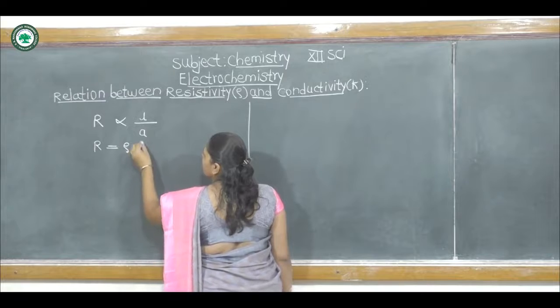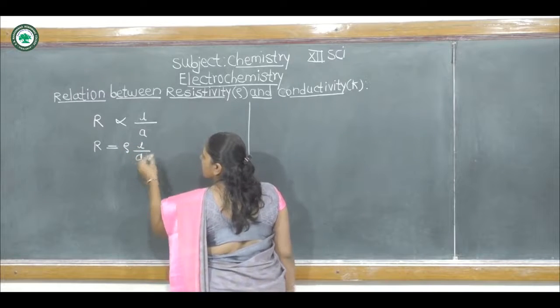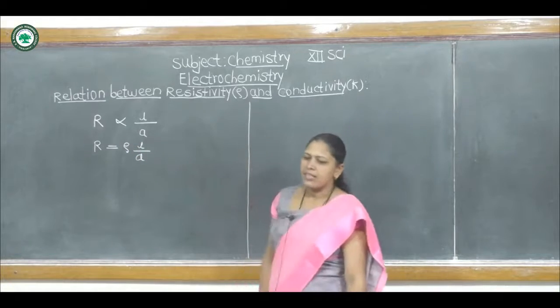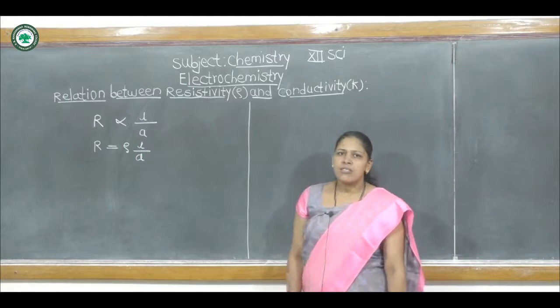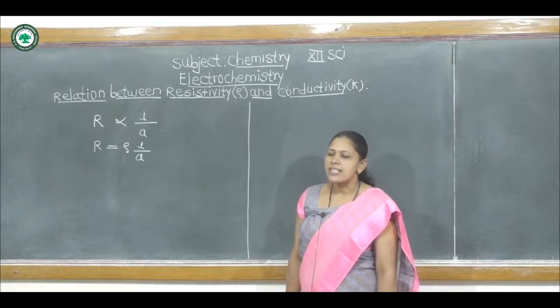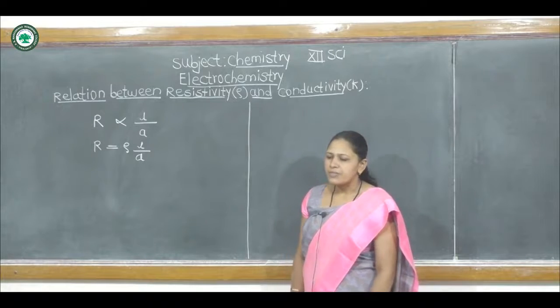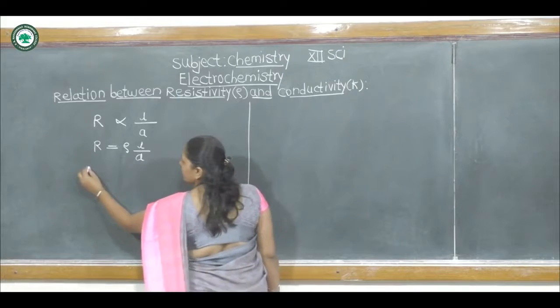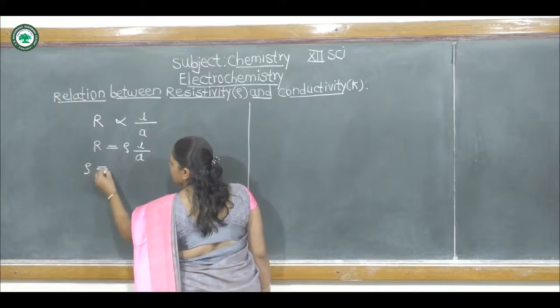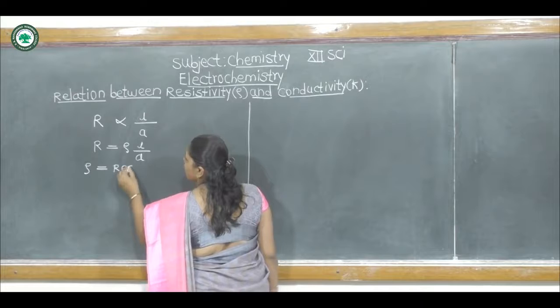rho into L upon A. Here, rho is the proportionality constant called the resistivity of the conductor.